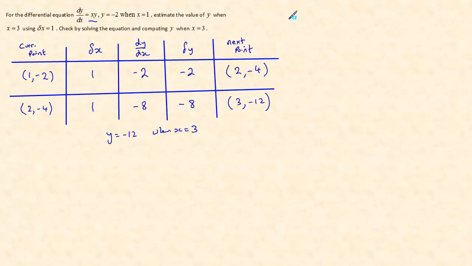So now let's look at solving the equation. So we've got dy/dx is xy, so 1/y dy is x dx, so separate and integrate. ln y is going to be x squared over 2 plus a constant. So we can say that y is e to the x squared over 2 plus a constant.